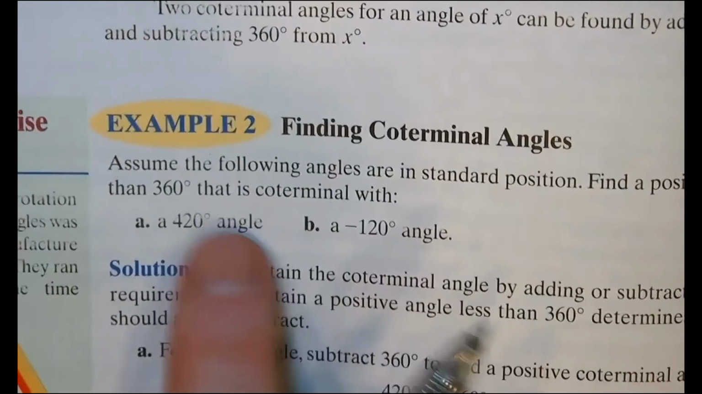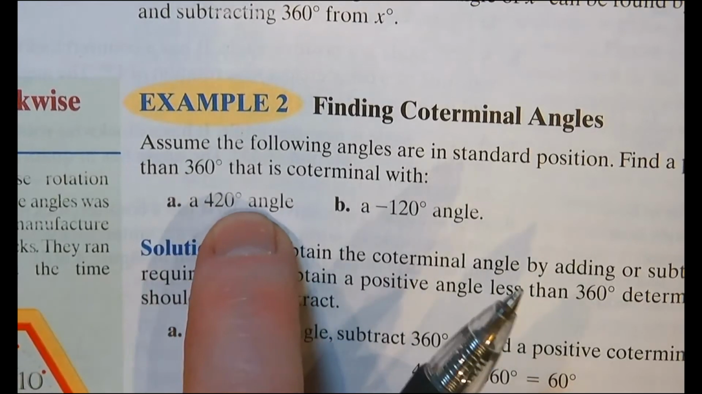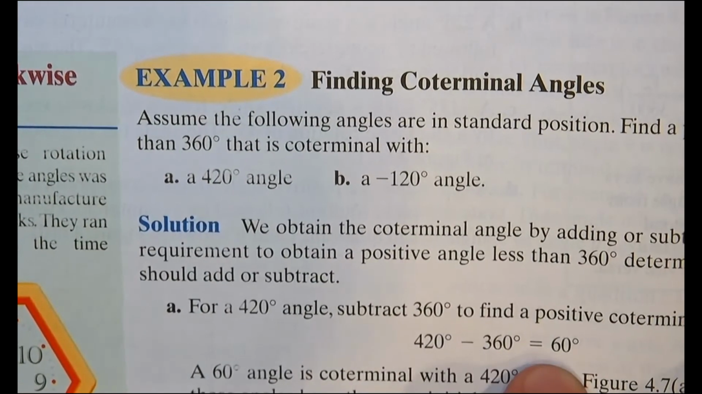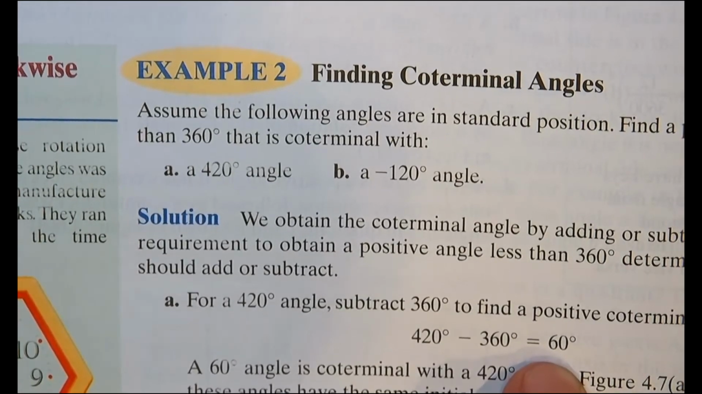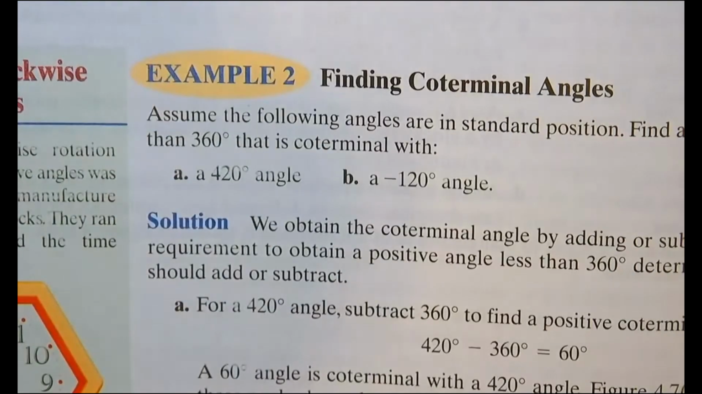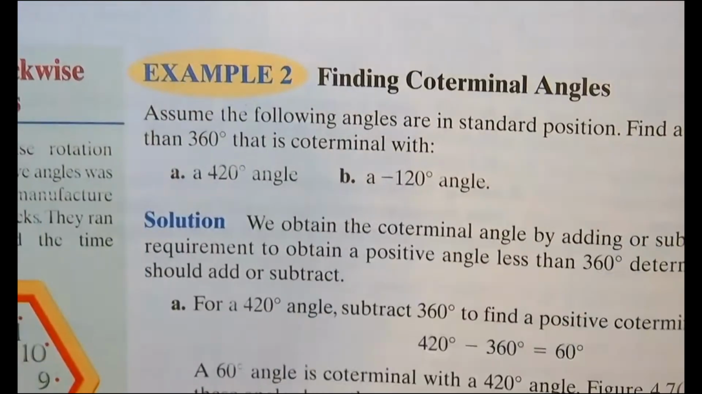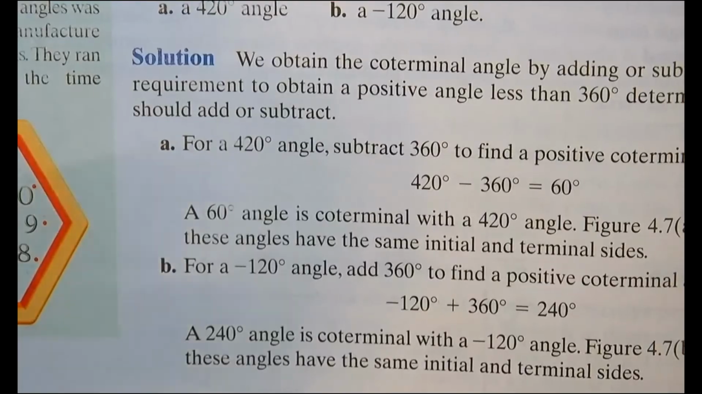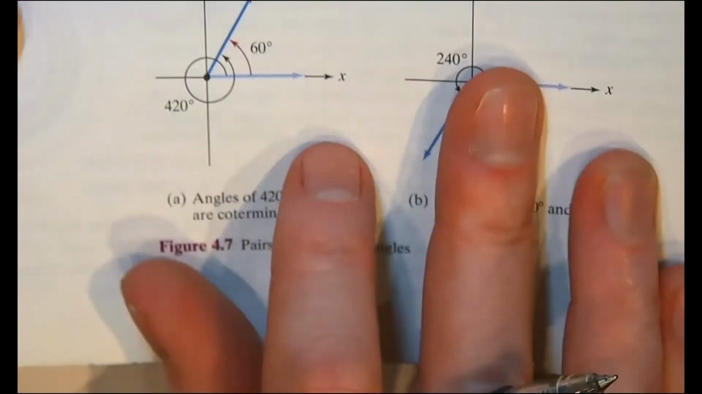So here you go. What's another way to be at 420? They go, well, that's a big number. Let's subtract 360. That's 60 degrees. That would be the same angle. And here's a negative 120. They go, that's negative. Why don't we add 360? That would be 240. And then they show you the pictures.